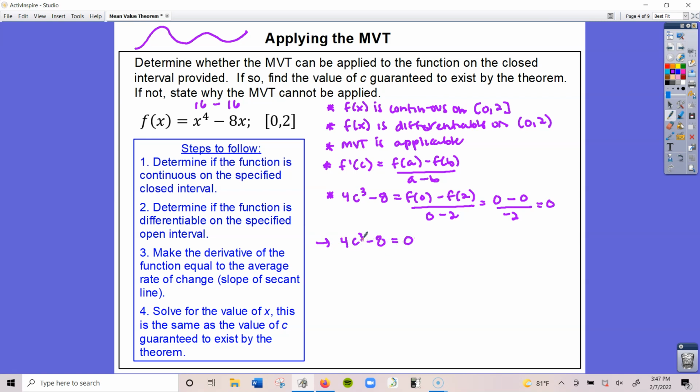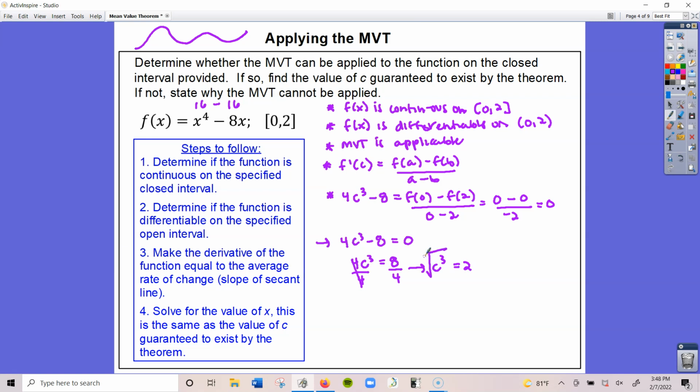And I'm going to solve for c. First, I'm going to add the 8. So 4c to the third is equal to 8. Next, I divide by 4. And I get here that c to the third is equal to 2.